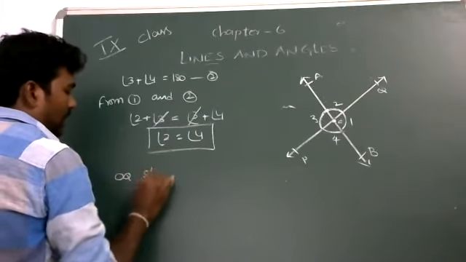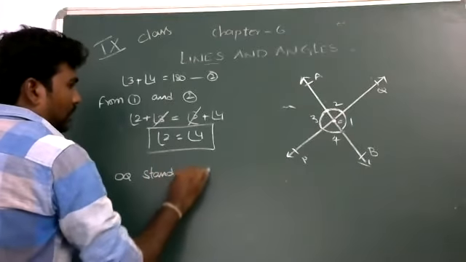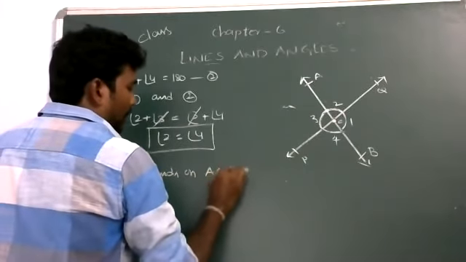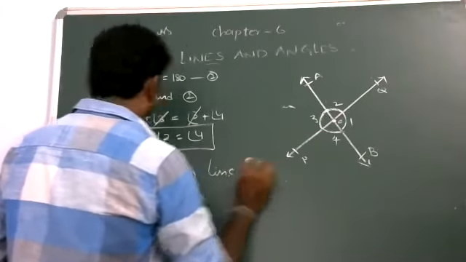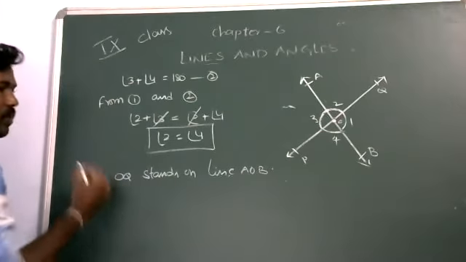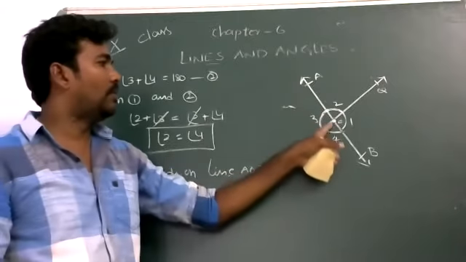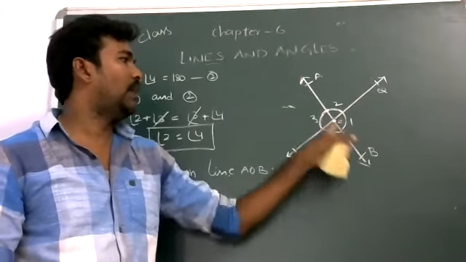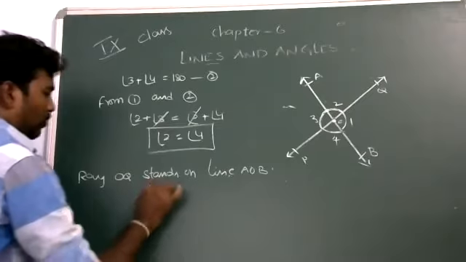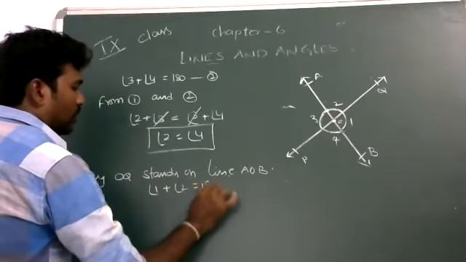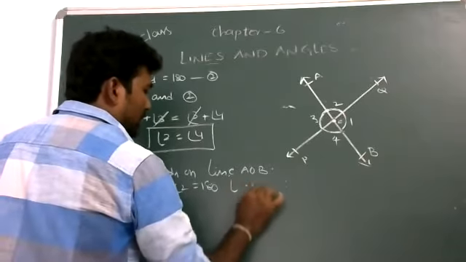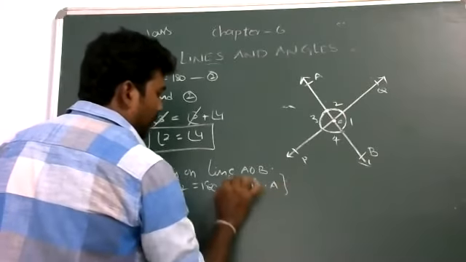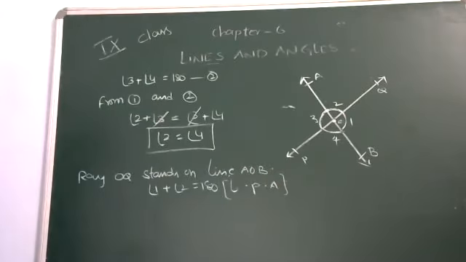Ray OQ stands on line AOB. So that means angle 1 plus angle 2 is equal to 180 degrees. Why? Because linear pair of angles. Is it clear? Linear pair of angles.